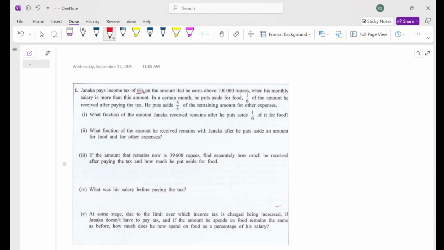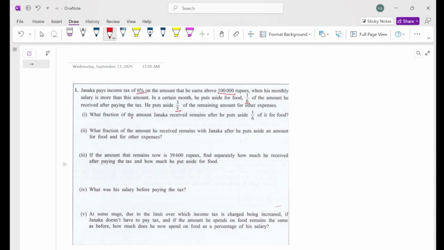So the tax is 6% on the amount that he earns above 100,000 rupees. So when his monthly salary is more than this amount, in a certain month he puts aside 1/6 of the amount he received after paying the tax. He puts aside 3/5 of the remaining amount for the other expenses. Okay, so now we have a rough idea on this. Let's move into the questions.